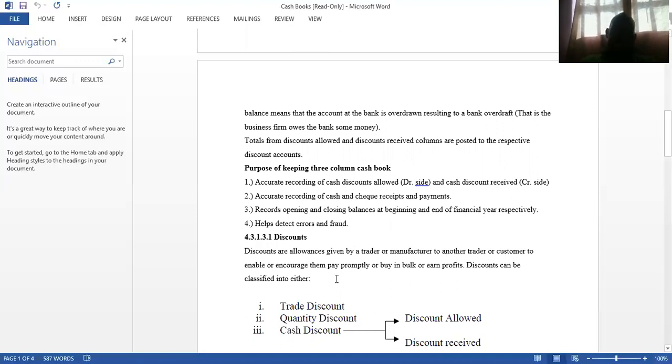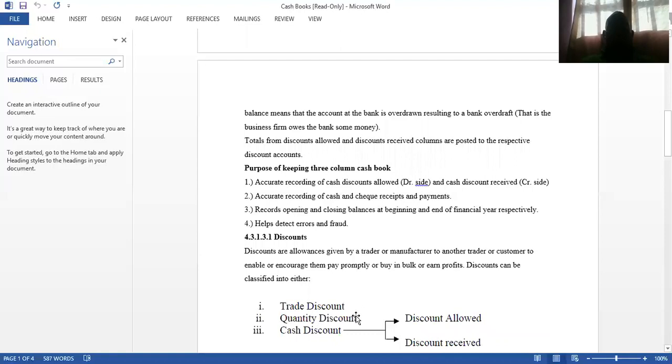Note that when we talk about discounts, we have got 3 types of discounts. We have got the trade discount. Trade discount is normally given to traders, and a trader is the person who buys goods with the intention of reselling them to earn profit. So you give these people discount so that they can get a higher profit margin.